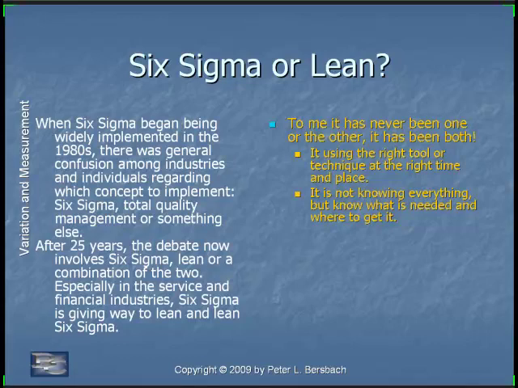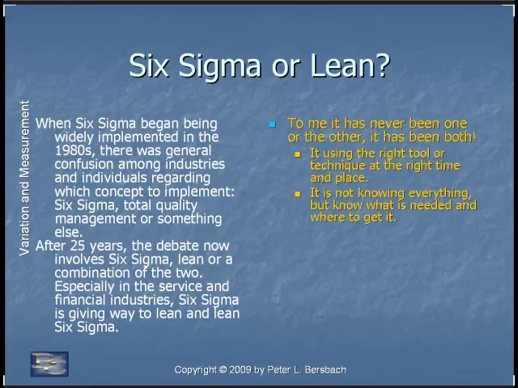Here we have in the chat room comment, the two complement each other very nicely. Lean to address waste, Six Sigma to address variation. And another says, I vote for Lean Six Sigma as the better toolbox. So I agree. I think the two are complementary, and I think looking at Lean as a way to address waste and Six Sigma for addressing variation and defects is a good way of looking at it.